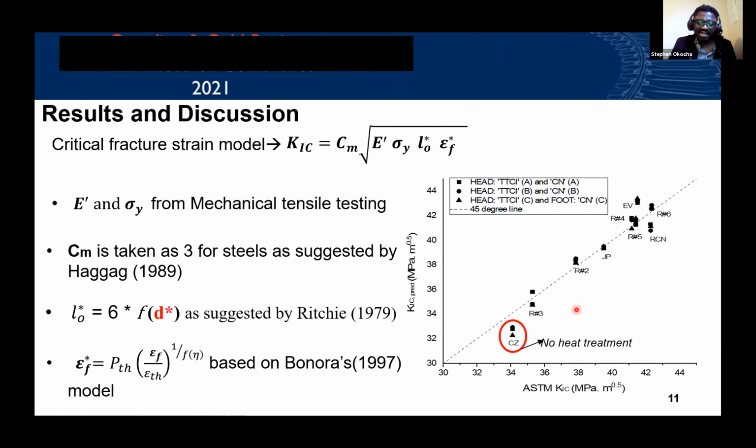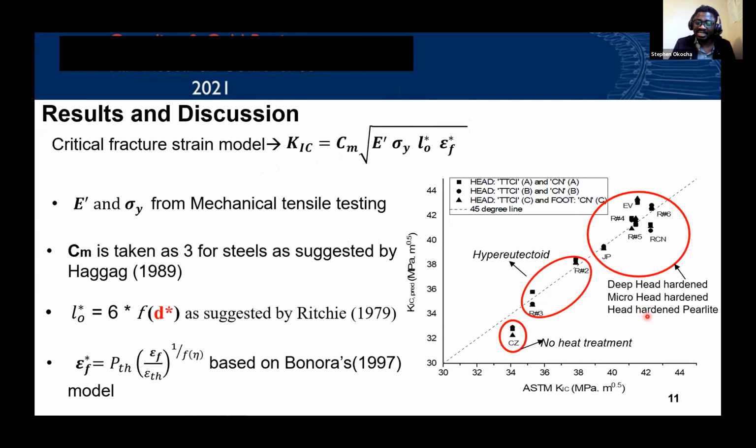Something we also noticed is that for CZ, after the production, there was no heat treatment done, and so it had the lowest fracture toughness. The hypereutectoid rail steels, which have more carbon content, were the next highest. And all those that were deep hardened, with head hardened microstructure, had the highest fracture toughness, which is something we expect. So we know that at least with different microstructures, even if we can't get the exact values, we can group them to some extent.